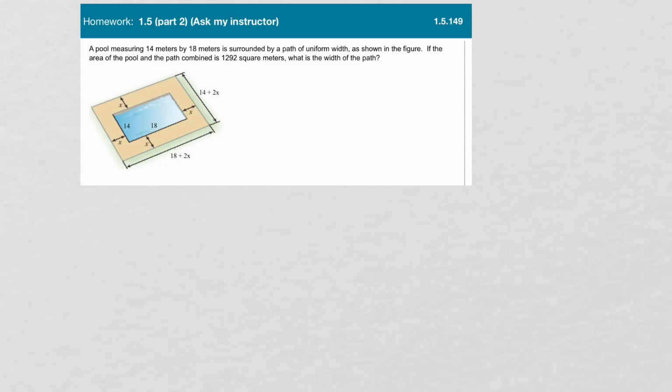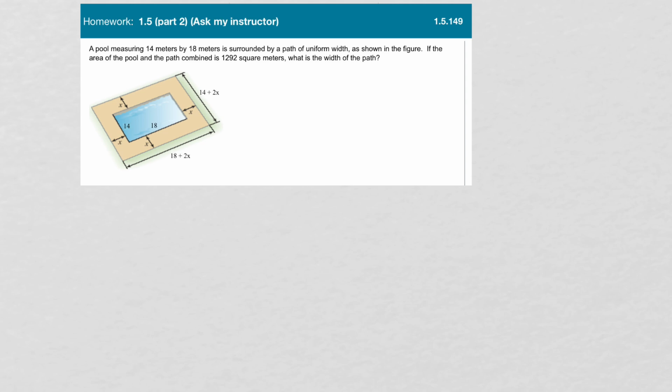In this problem, they tell us that a pool measuring 14 meters by 18 meters is surrounded by a path of uniform width, which just means that all the widths are the same all the way around. So we have x, x, x, and x. And if the area of the pool and the path combined is 1,292 square meters, what is the width of the path?